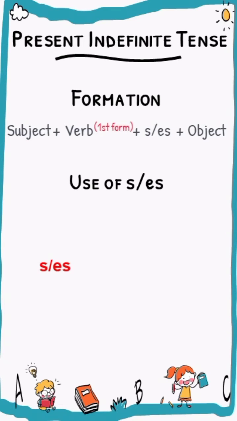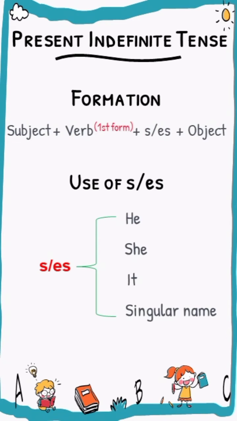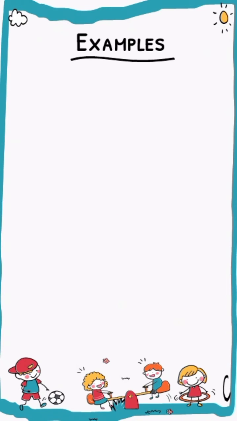We use s or es with the verb if the subject is he, she, it, or any other singular name. Otherwise, we use only the first form of verb. Now look at some examples.